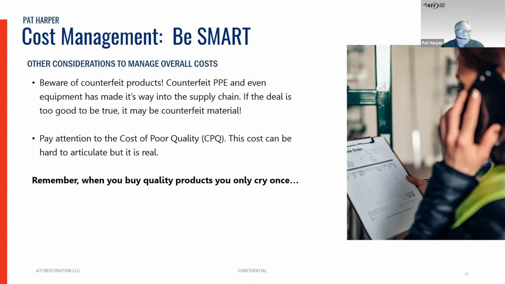Along with that is, pay attention to the cost of poor quality. Okay, this is something that's often overlooked. We talked about EOQ. I'm going to buy something. I'm going to get a really good deal because I'm buying this. I'm going to buy this from a new vendor.